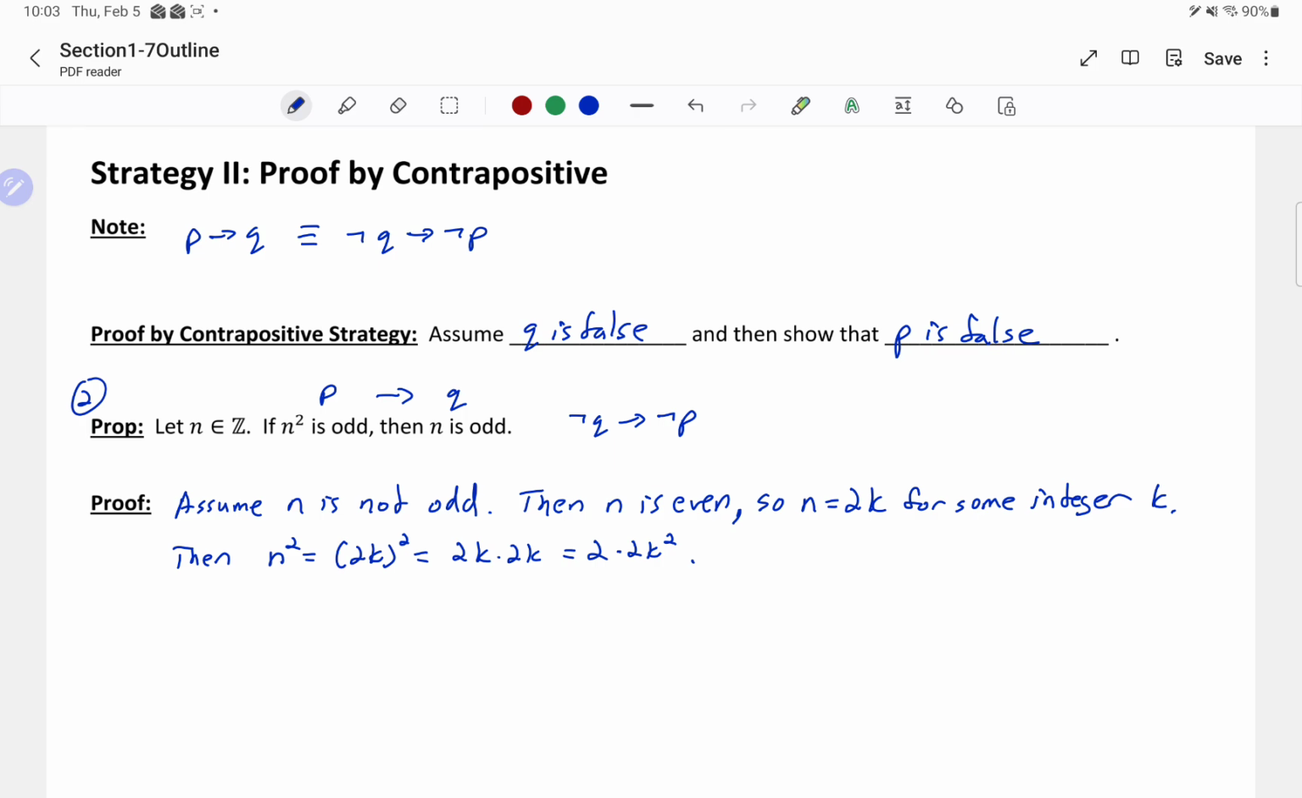All right. So now we just need to explain why this is 2 times an integer. So we can say since k is an integer, 2 times k squared is an integer. Do we agree with that?